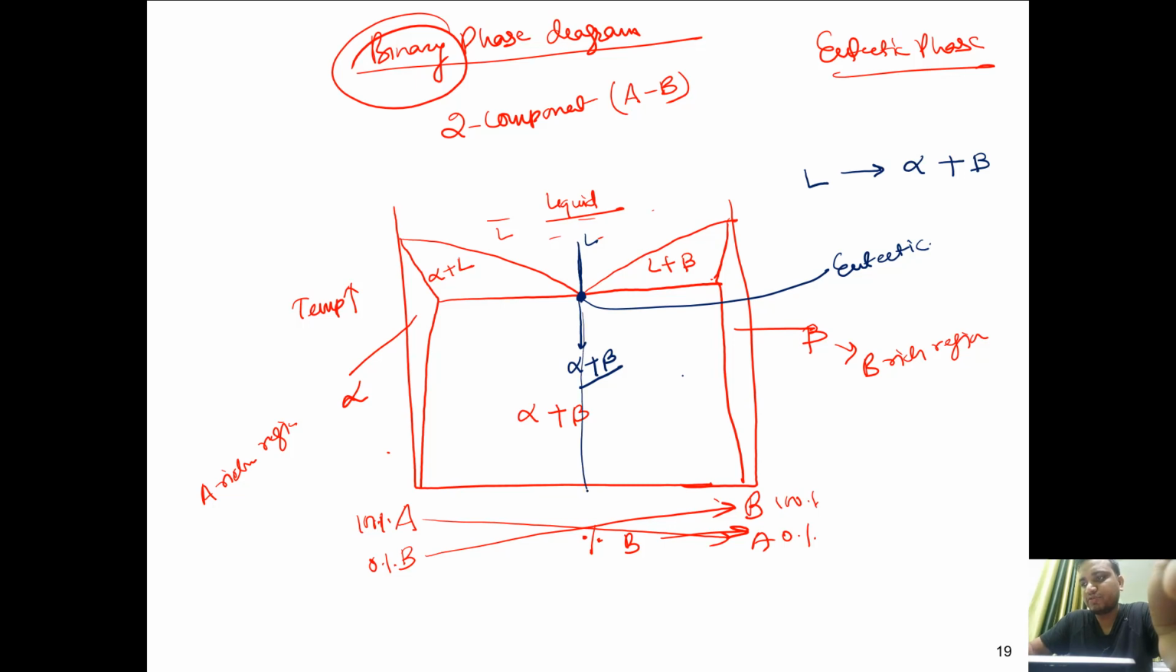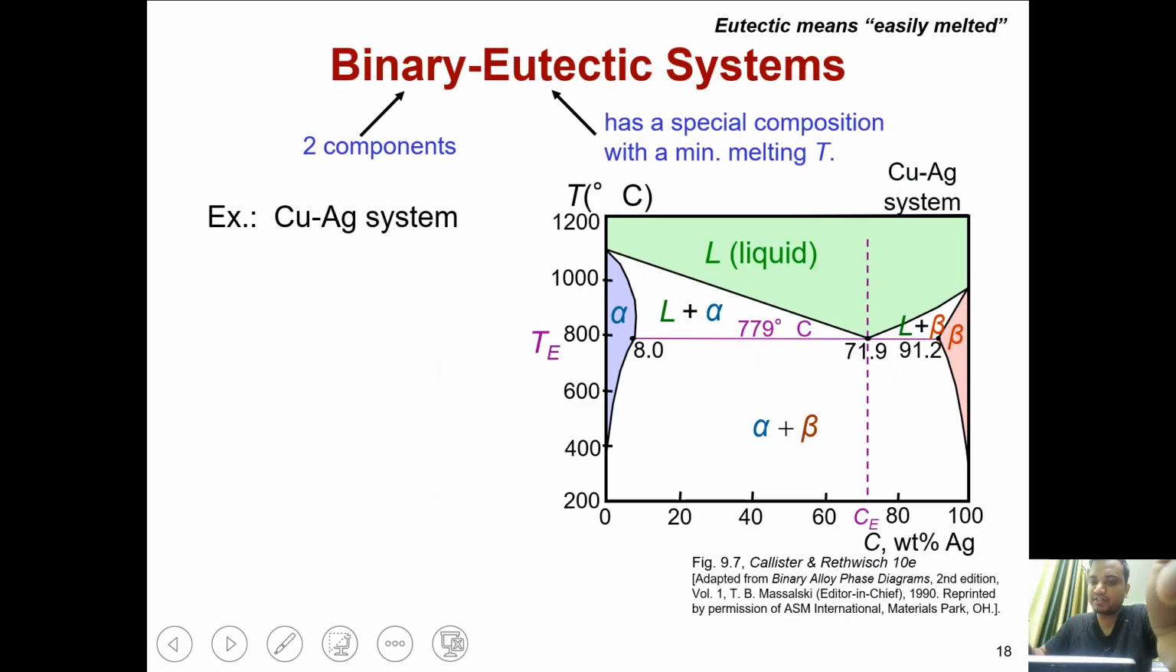So this composition will be the eutectic composition, and this temperature, this is the very straight line. Okay, so that means it happens at a fixed temperature, and the temperature is called the eutectic temperature. Okay, so that's what is given here.